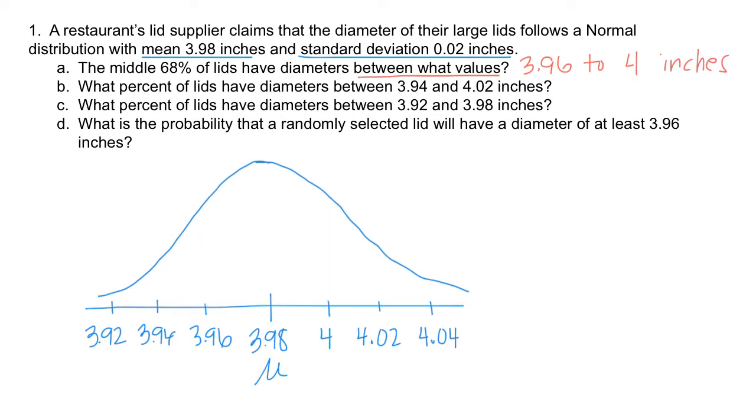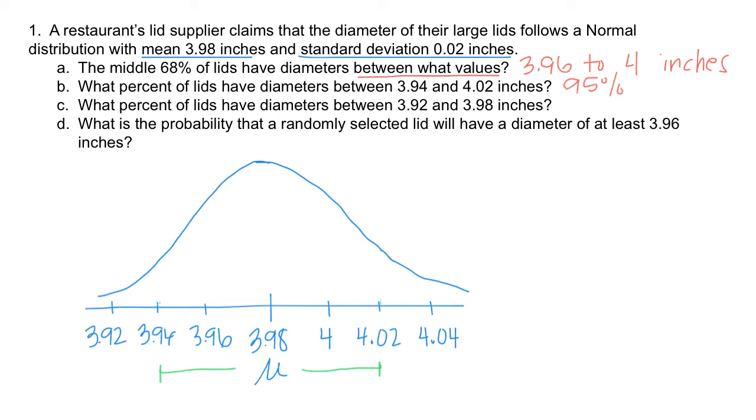Okay, now we're going to do part B. What percent of lids have diameters between 3.94 and 4.02? So then I just go down to my graph that I made, and I'm going to mark 3.94 to 4.02. So 3.94 is 2 standard deviations below the mean, and 4.02 is 2 standard deviations above the mean, which in a normal distribution is 95% of the data. So my answer is 95%.